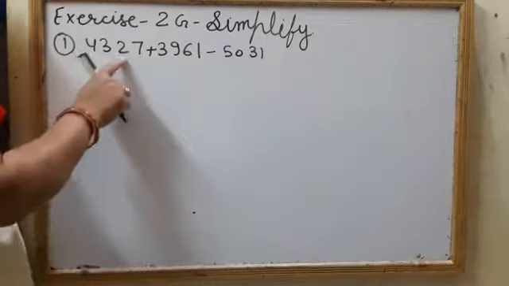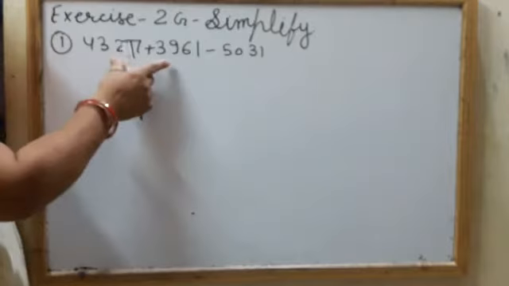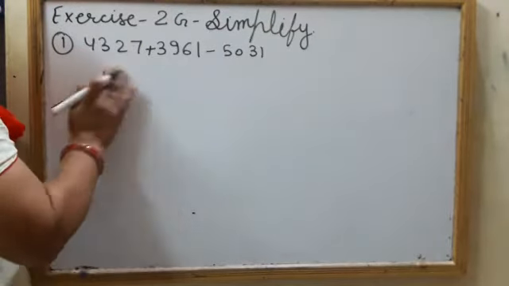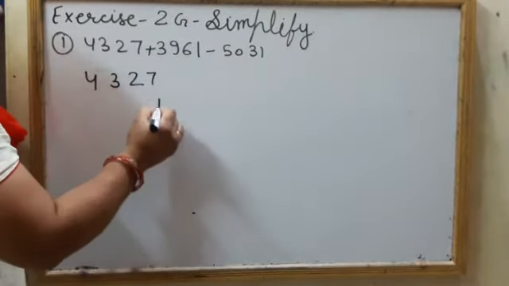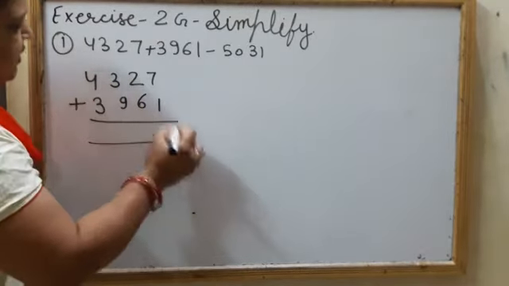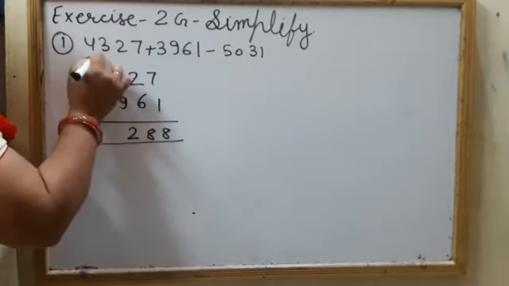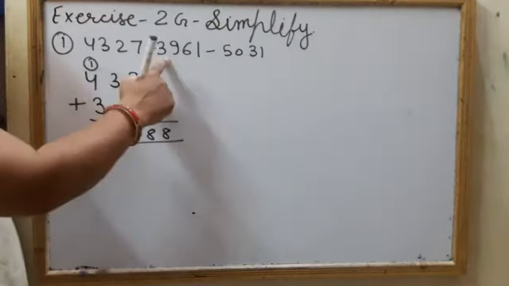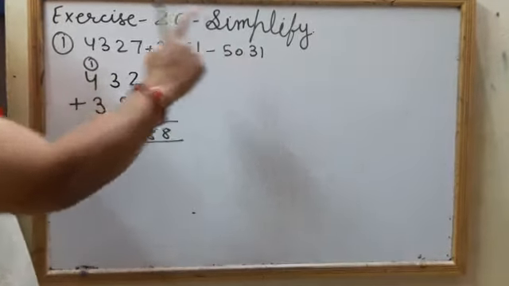Whatever is given first, we will solve it first. We will leave this number for now and take care of the first two numbers. Firstly, we have to add both. So we'll write like this: 7, 2, 3, 4, 1, 6, 9 and 3. 7 and 1, 8. 9 plus 3 is 12, 1 carry. 4 plus 1, 5. 5 and 3, 8. This is our answer after adding these two. After adding these, we have to subtract this from their answer.